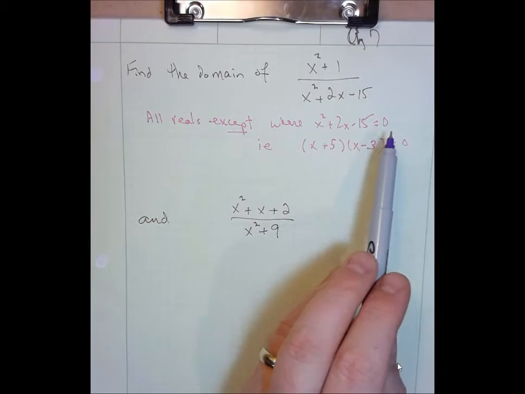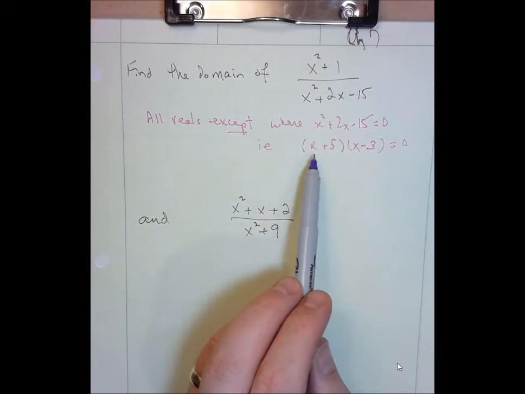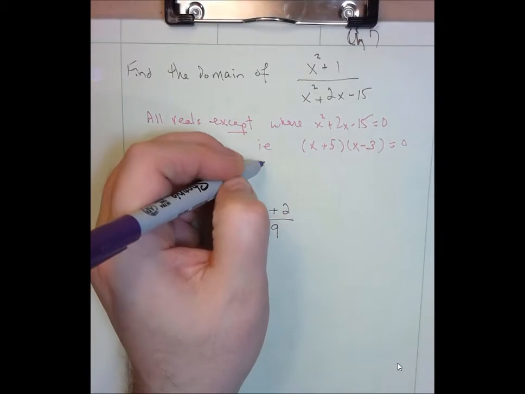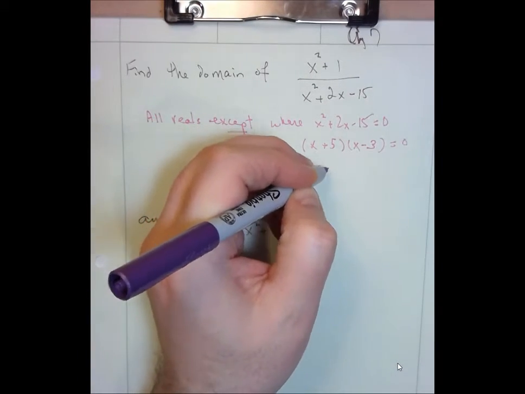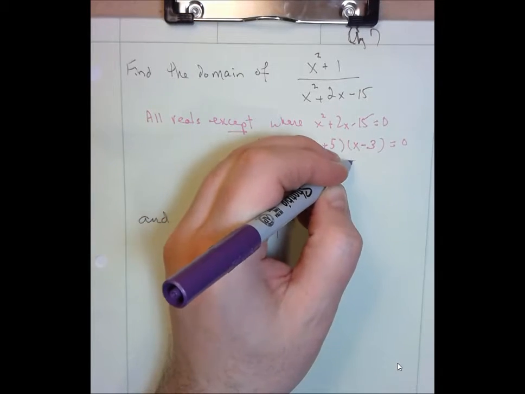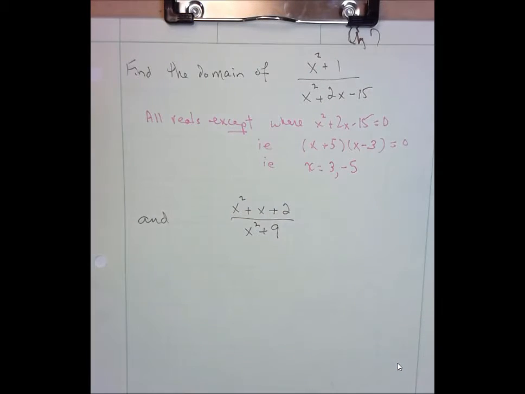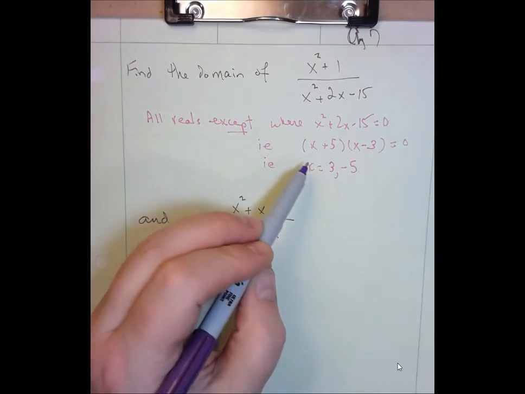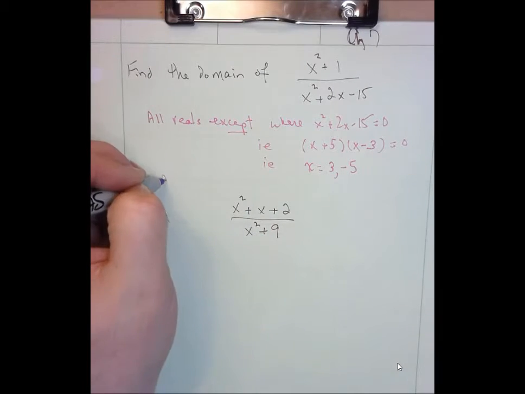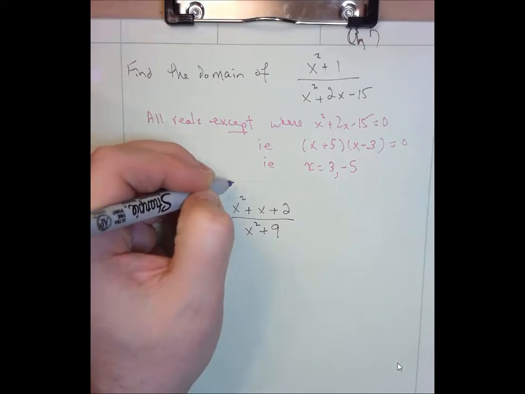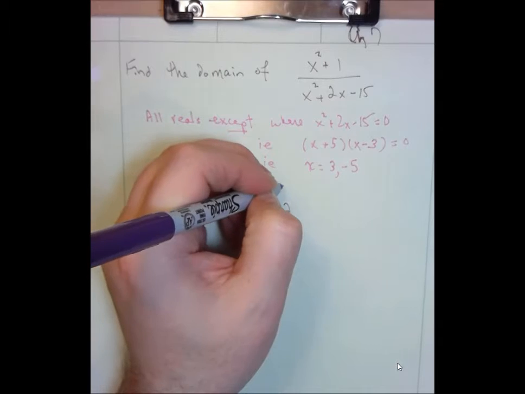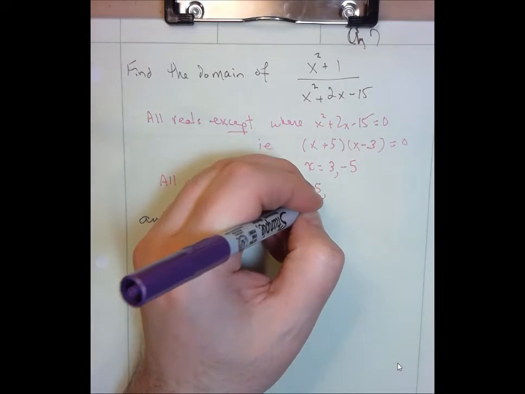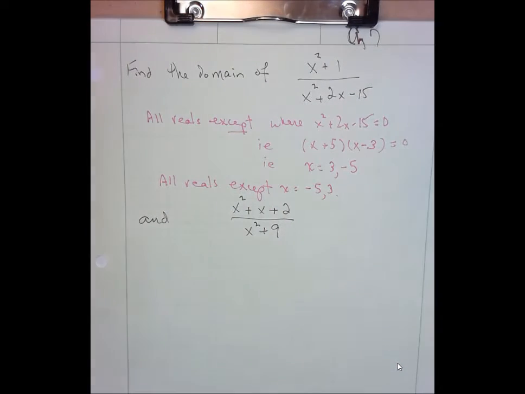So the domain of this mess is all real numbers except the ones that make the denominator equal to 0, which is all real numbers except the numbers that make this version of the denominator equal to 0. And that means we cannot use 3 or negative 5. So the domain of this function is all real numbers except 3 and negative 5. I guess I should write them in numerical order. So all real numbers except negative 5 and 3.